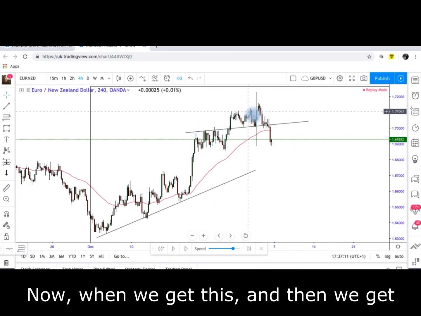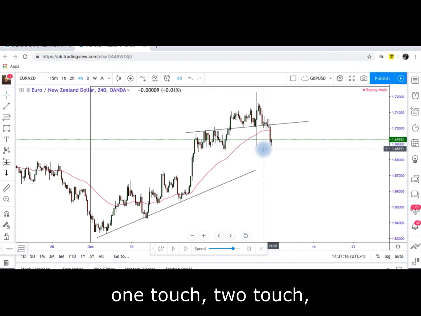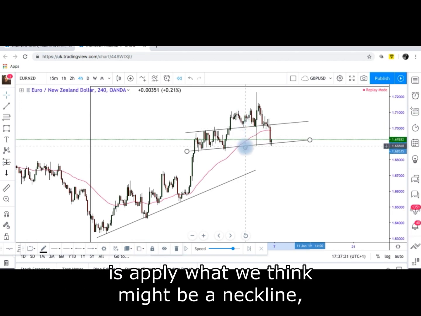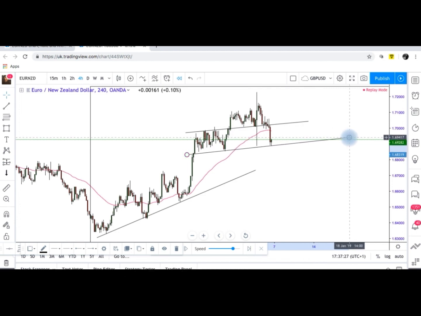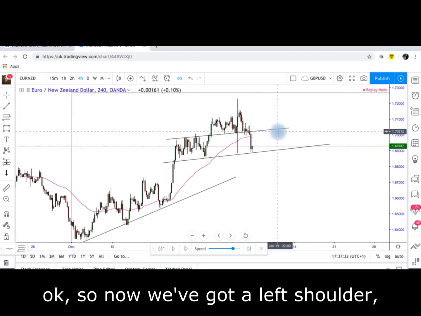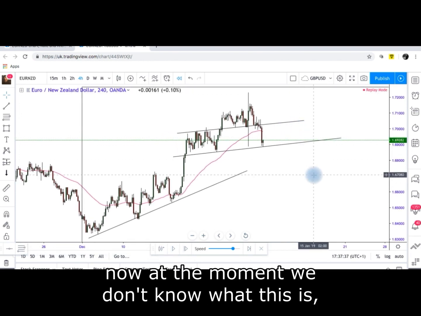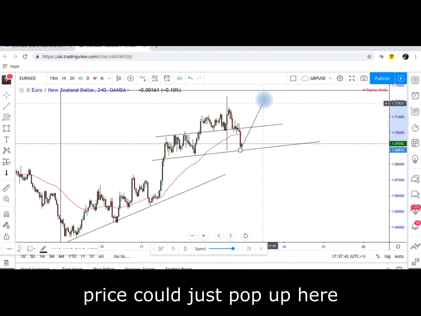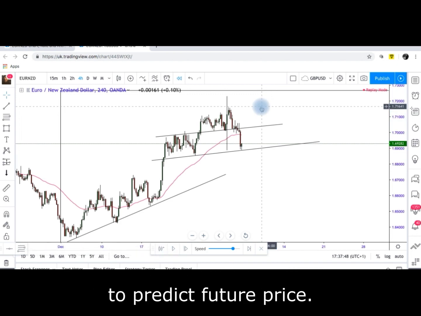Now, when we get this and then we get what we think is the head, and then we get this second touch, 1 touch, 2 touch, obviously the first thing we can do is apply what we think might be a neckline. Okay, so therefore we'd apply a neckline like this. Okay, so now we've got a left shoulder, we're anticipating a right shoulder. Now, at the moment, we don't know what this is. We don't know whether it's going to be a head and shoulders pattern. For all we know, price could just pop up here and create another new higher high.